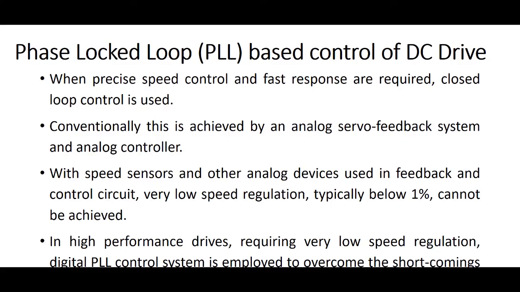Welcome. Today we will discuss phase locked loop PLL based control of DC drive. When precise speed control and fast response are required, closed loop control is used, but conventionally this is done by analog servo feedback system and analog controller. With analog feedback and control circuit, very low speed regulation cannot be achieved, like below 1% speed regulation cannot be achieved. That is the limitation of analog devices because of some hardware constraint.